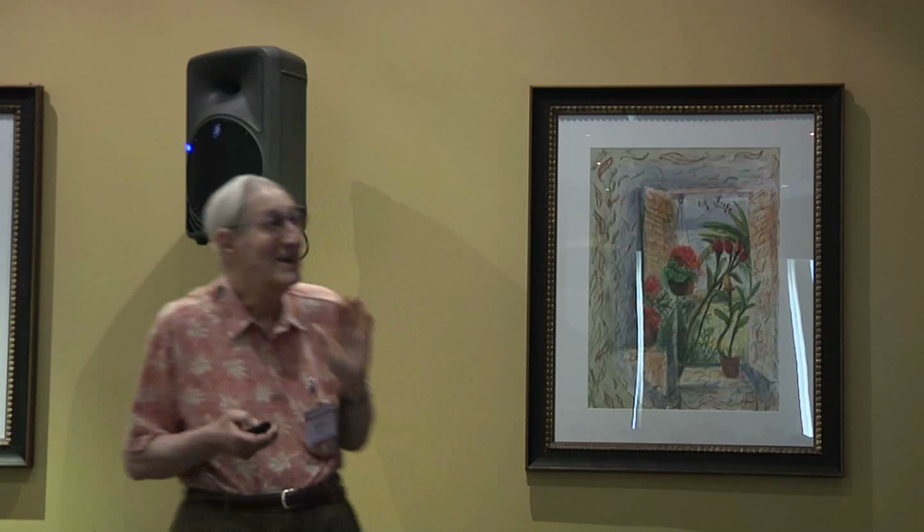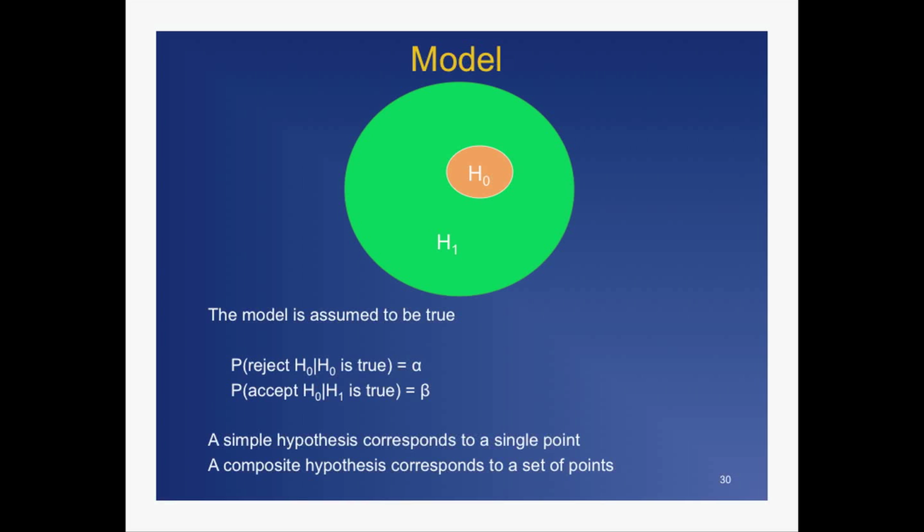See, that's the point. So, this is the general idea in statistics. You have a model. The model's assumed to be true. There's a null hypothesis, and there's an alternate. And we have these two types of error.